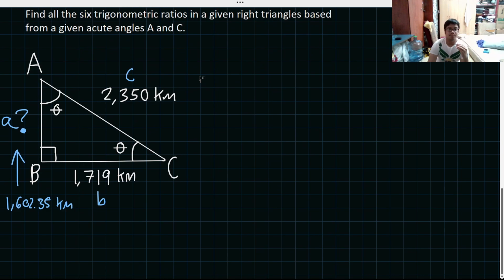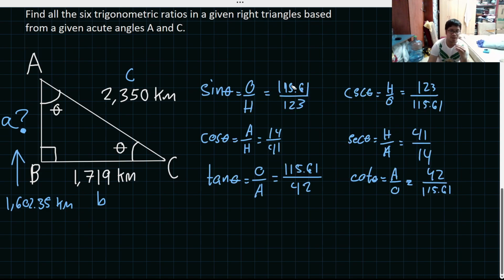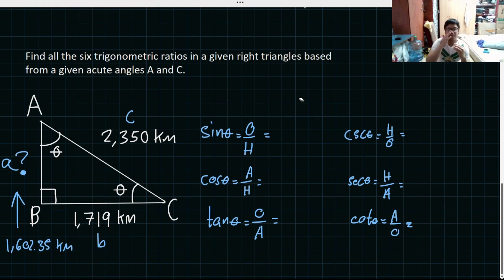So let's use this one instead of rewriting everything, or what I mean is rewriting all the formulas again. That would be a waste of time. So these are now the six trigonometric ratios. In here we have given acute angles A and C. So what does that mean? Meaning we're going to find all the trigonometric ratios at angle A and at angle C.